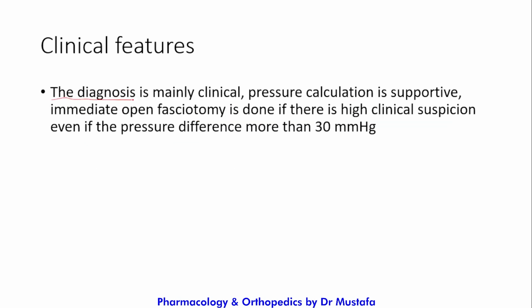So the diagnosis is mainly clinical. Pressure calculation is supportive for you, and immediate open fasciotomy is done if there is high clinical suspicion, even if the pressure difference is more than 30. So if the pressure difference is less than 30, then it's an immediate open fasciotomy. But if it is more than 30, the procedure is still done if there is high clinical suspicion.